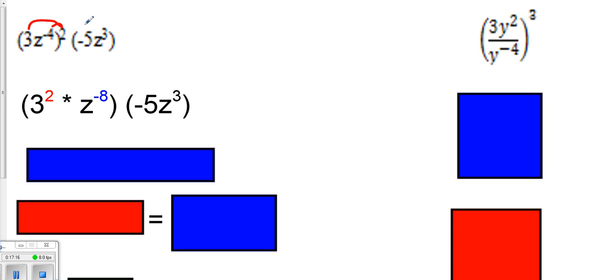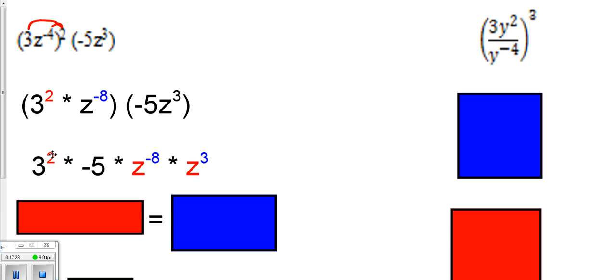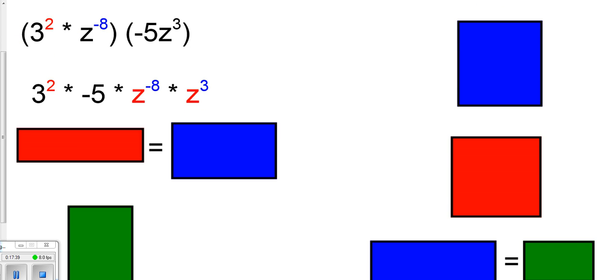So we multiplied this time, 3 to the 1, 1 times 2 is 2. Z to the negative 4, negative 4 times 2 is negative 8. Now we can simplify it and just put everything multiplied together. So 3 squared from right here times negative 5 from right here times z to the negative 8 from right here times z to the 3 from right here. Now simplifying some of these, 3 squared is just 9.